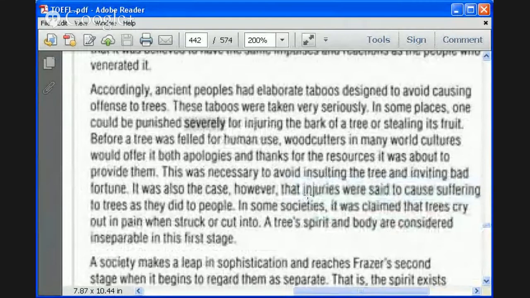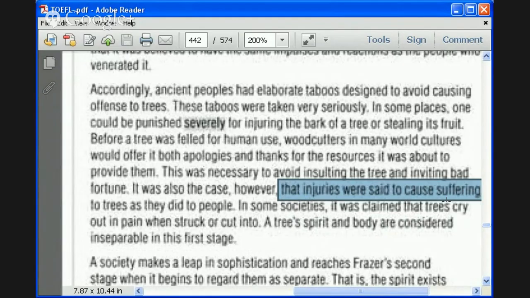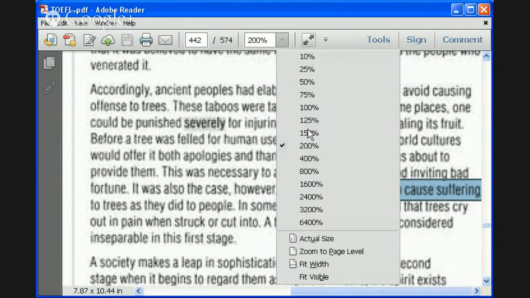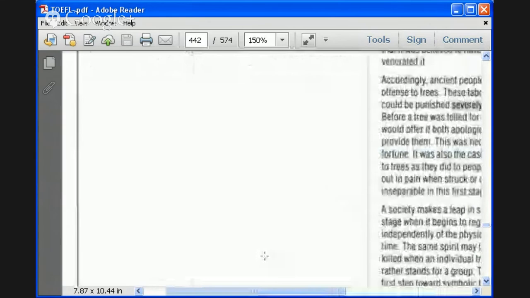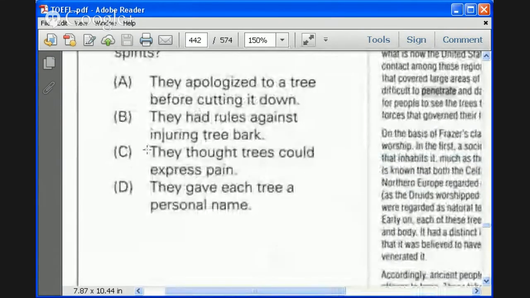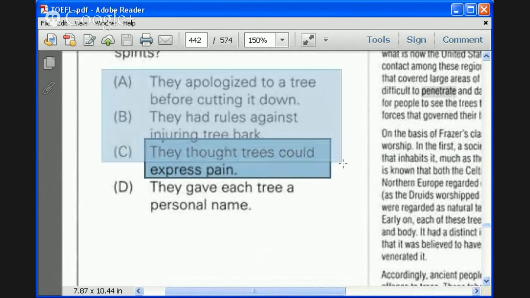Now, it doesn't actually say pain, but suffering is a synonym of pain, exactly. Injuries were said to cause suffering to trees as they did to people. Okay, well, there it is. Actually, that didn't take us that long. These three are definitely in there.